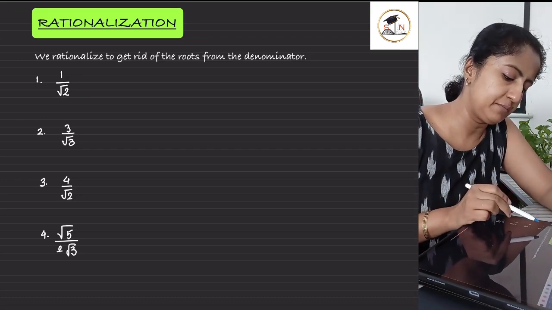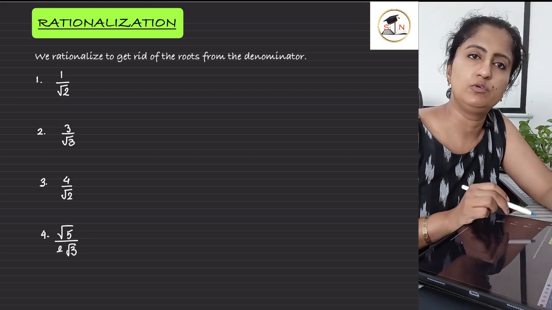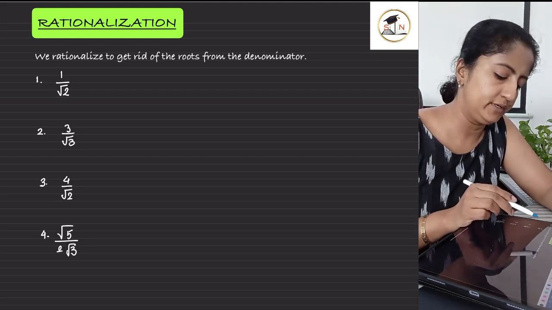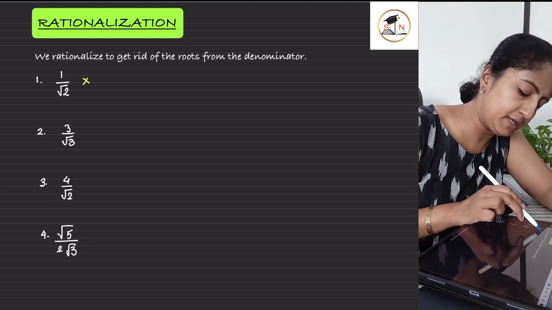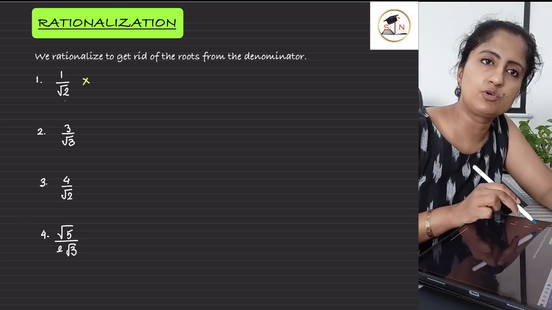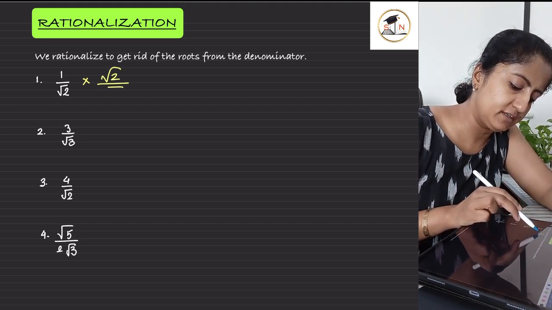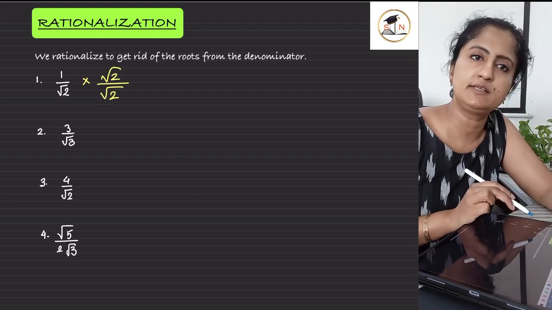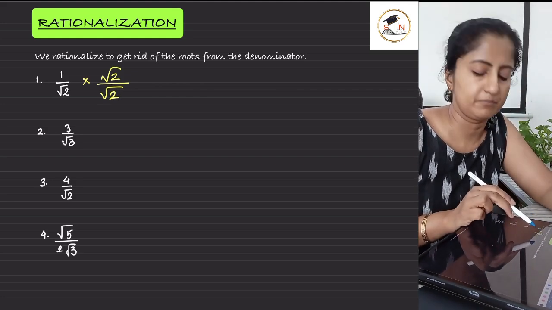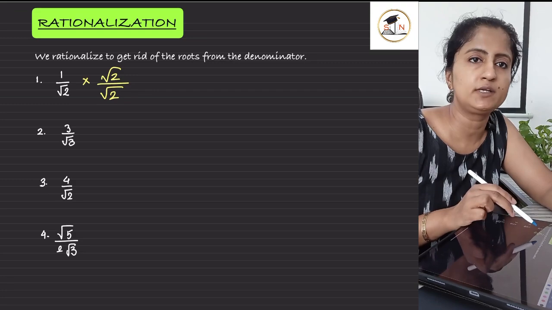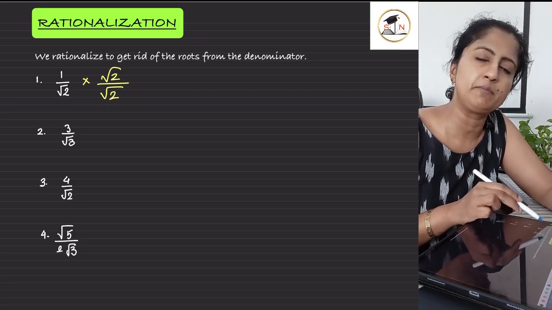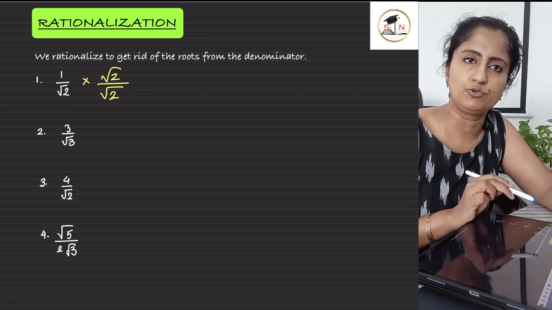Now, the first example, 1 over root 2. So when we rationalize, what do we do? We multiply the number as it is with the same root that we have in the denominator, and we also divide with it. So it comes out like this. Please do not cancel them. We have written them, so there is no point cancelling. Otherwise, you will just get back your original number, which is 1 by root 2.